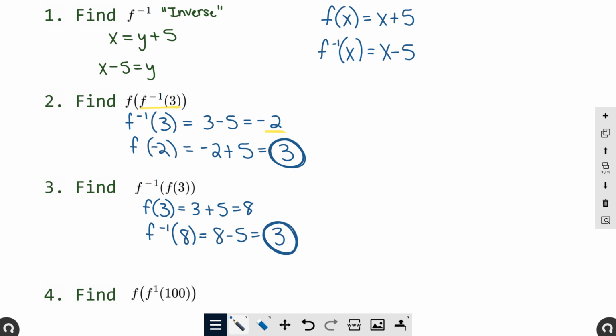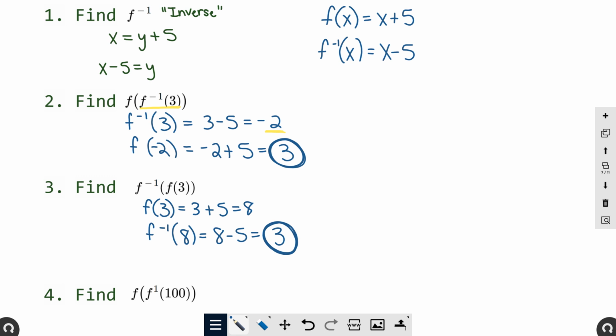Does anybody see anything that's kind of interesting about these two problems? Our final answer is 3. And what did we originally plug in? 3. Now, notice in this one, we plugged it into the inverse, and then we plugged it into the function. What is the inverse? How is the inverse related to the function?